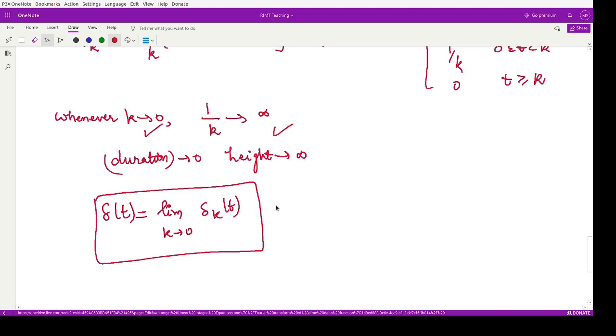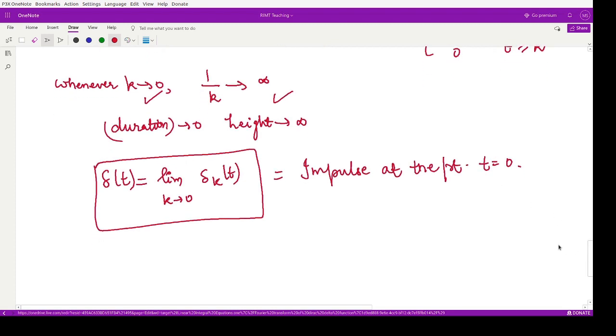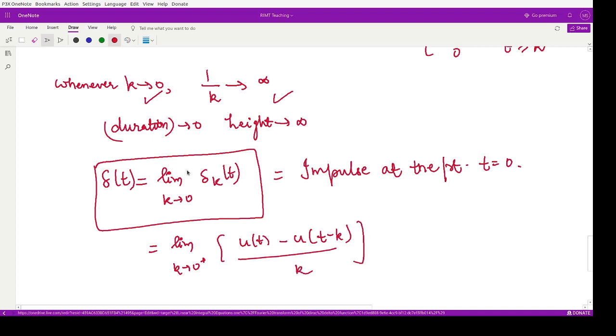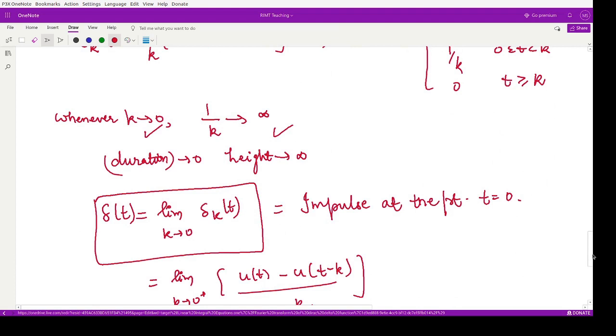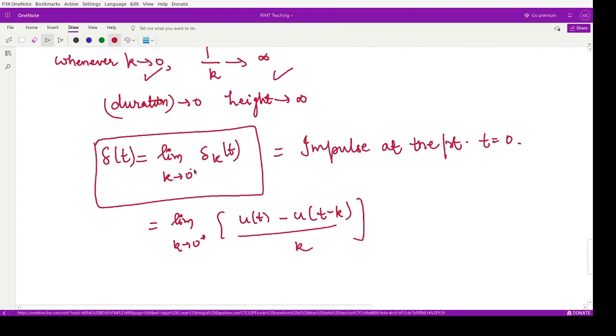And this is equivalent to the impulse at the point t equal to 0. So this is the definition for the Dirac-delta function in terms of the unit step function. In terms of the unit step function, this becomes u of t minus u of t minus k, divided by k. So this is the definition for the Dirac-delta function, because the value of delta k t was this one, right? So this is what we obtain from here.